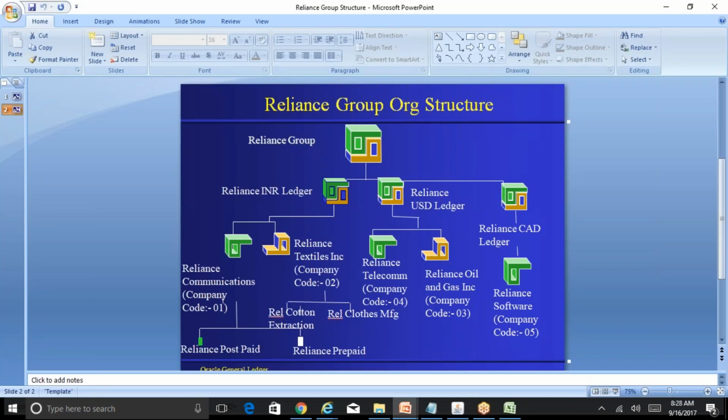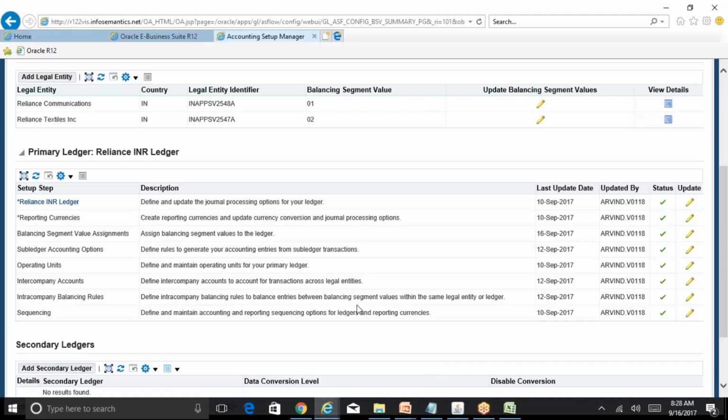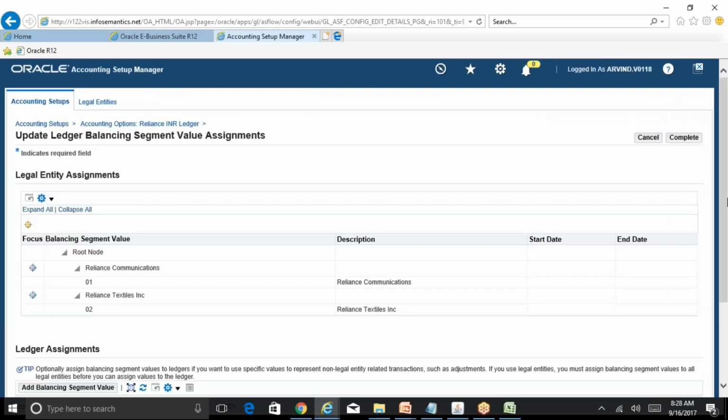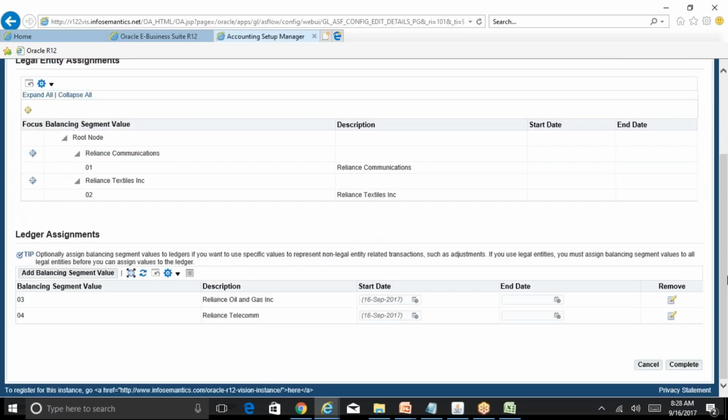Yeah, Arjun, so can you, yeah, go ahead, Pradeep. Can you just go to the setup screen once? So if you go to the balancing segment assignment, these legal entity assignments, right? Ideally speaking, all these four are under the INR ledger only. Exactly. Yes, you are true.